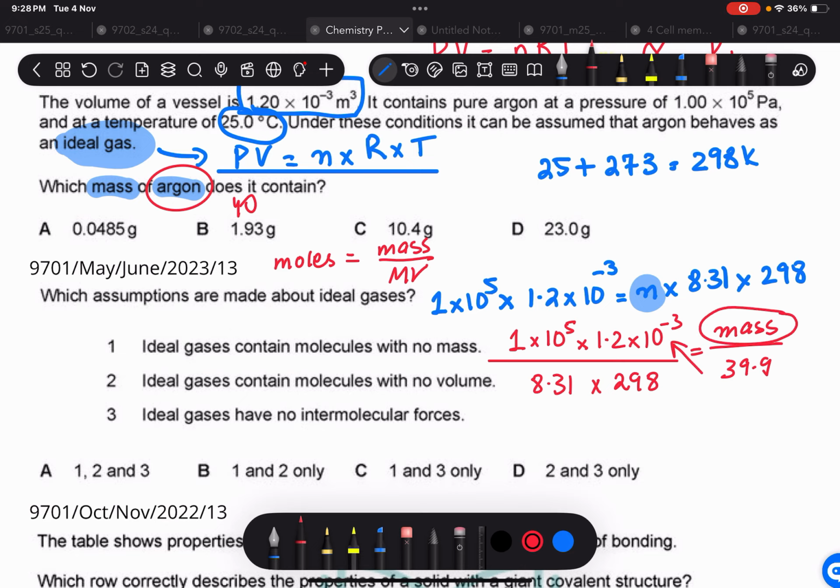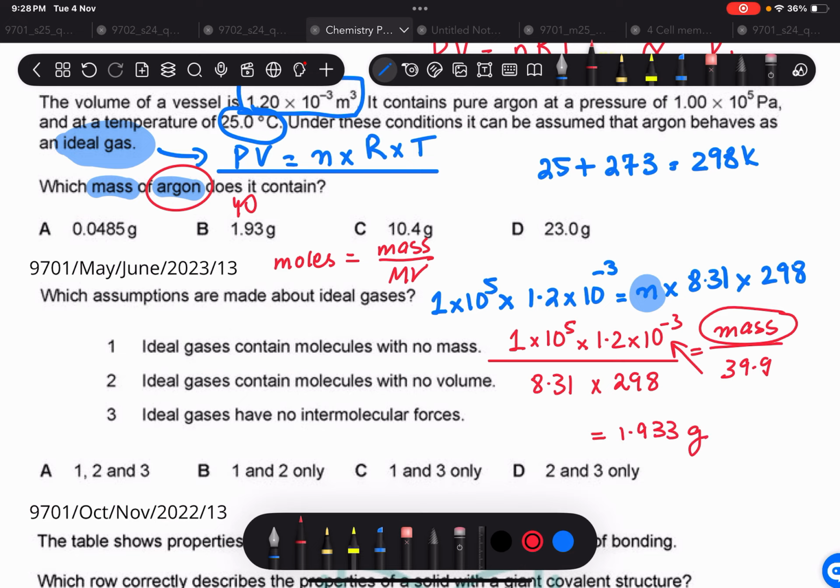So let's put the entire value on a calculator, which is 1 into 10 raised to power 5 multiplied by 1.2 into 10 raised to power negative 3 multiplied by the Mr, which is 39.9, upon 8.31, which is the general gas constant, into 298. And what do we get? We exactly get 1.933.